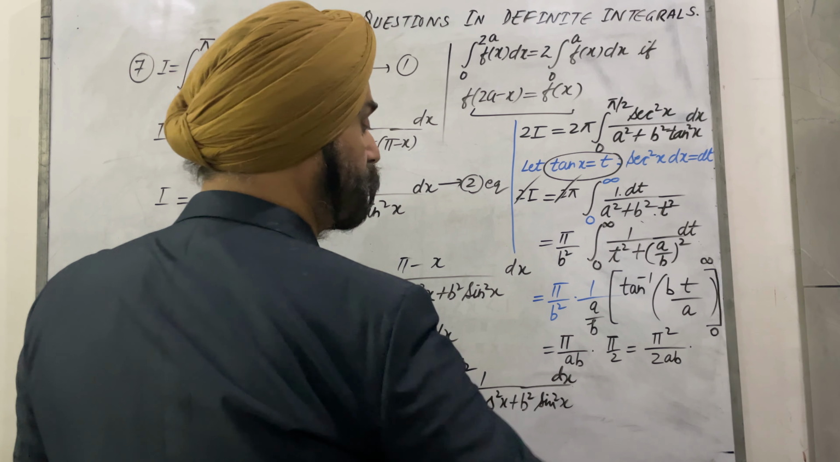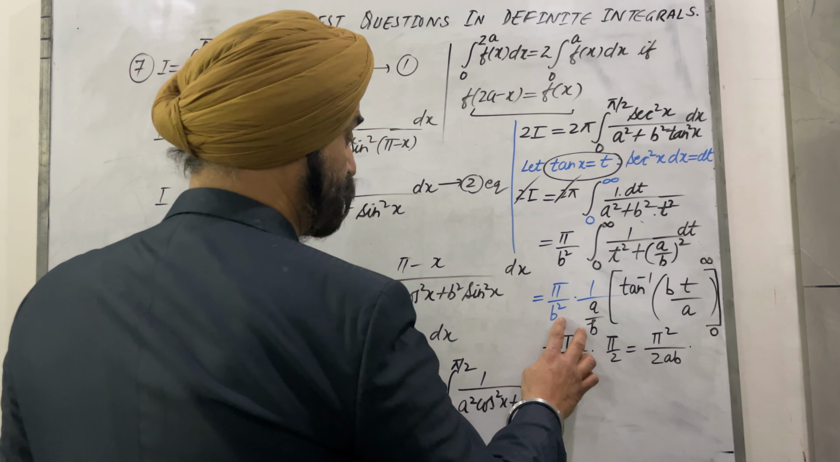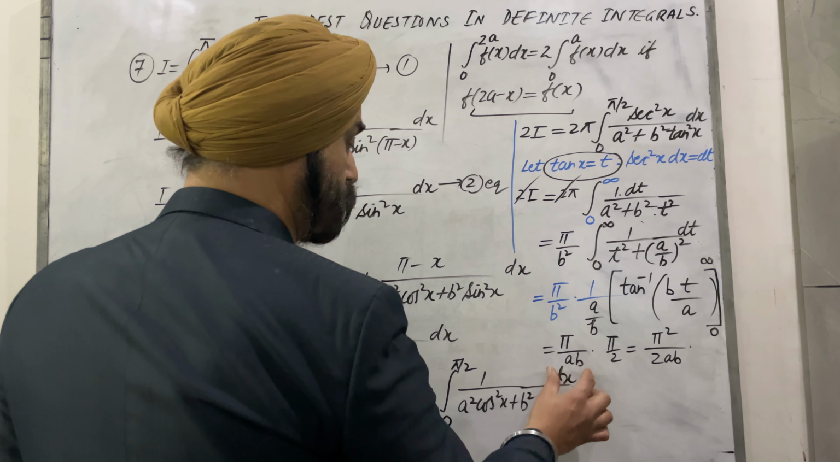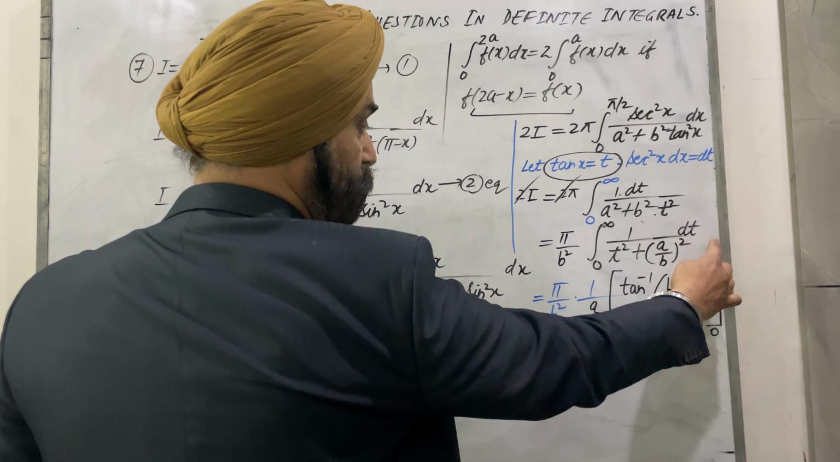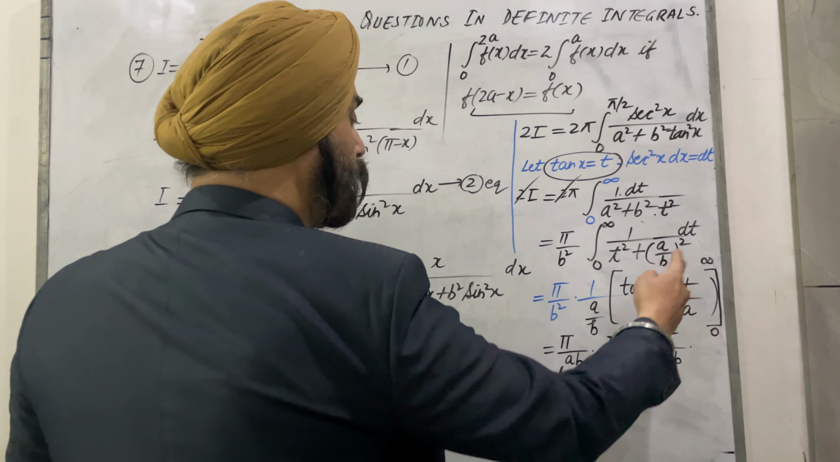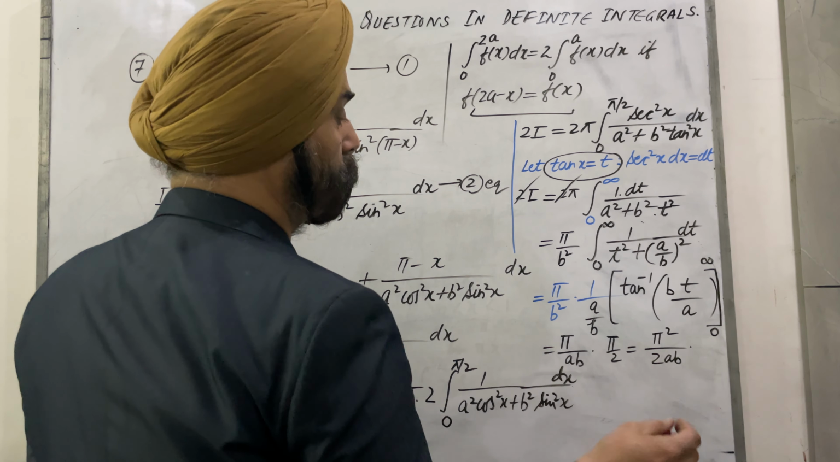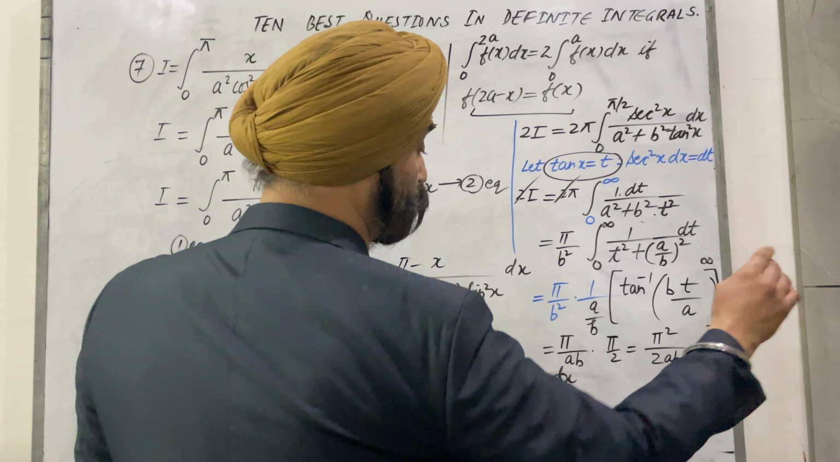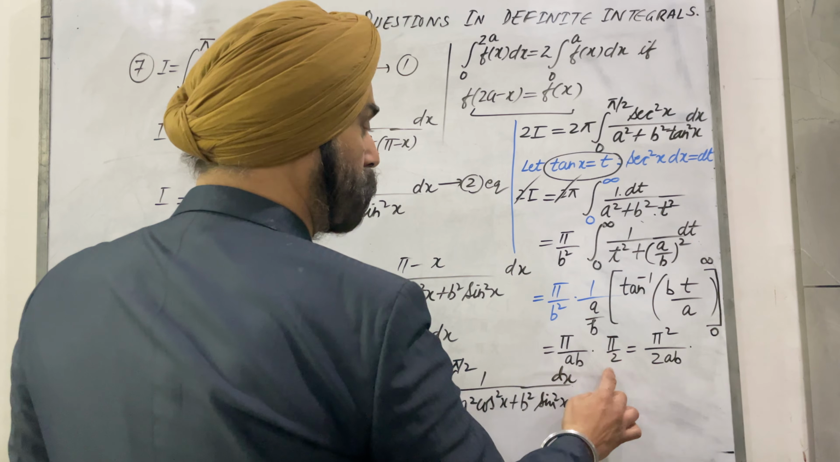We have 0 to infinity here. We can justify this: b and b square, single power will get cancelled, so we get pi upon ab here. Now tan inverse of, in place of t, just feed the upper limit, which is infinity. Tan inverse of infinity means that angle on which when tan operates gives you the answer infinity, and that angle is pi upon 2. So we'll write pi by 2 over here.